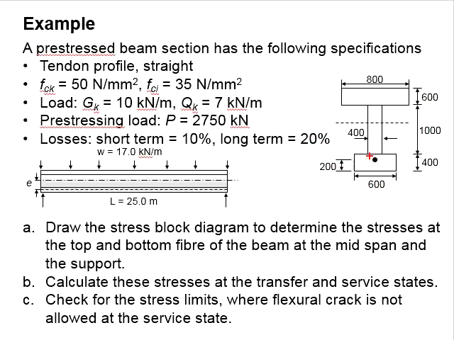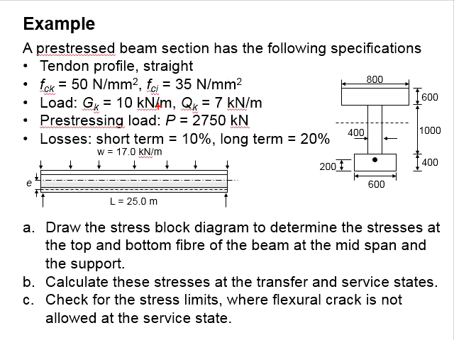There is a tendon, which is placed at 200 mm from the bottom of the beam. That gives an eccentricity distance from the neutral axis of the cross section. The eccentricity will be the same throughout the beam as the tendon profile is straight. The concrete strength is 50 at the surface state. Its concrete strength is 35 at the transfer state.